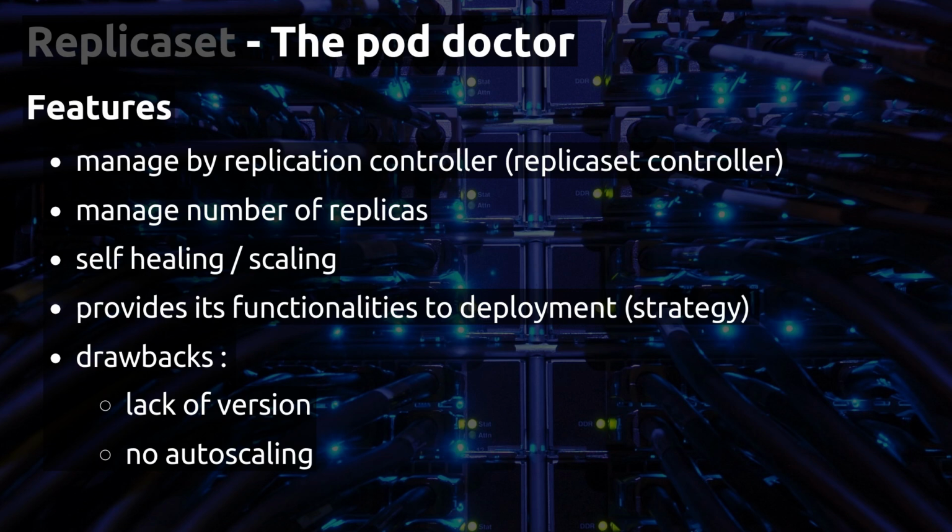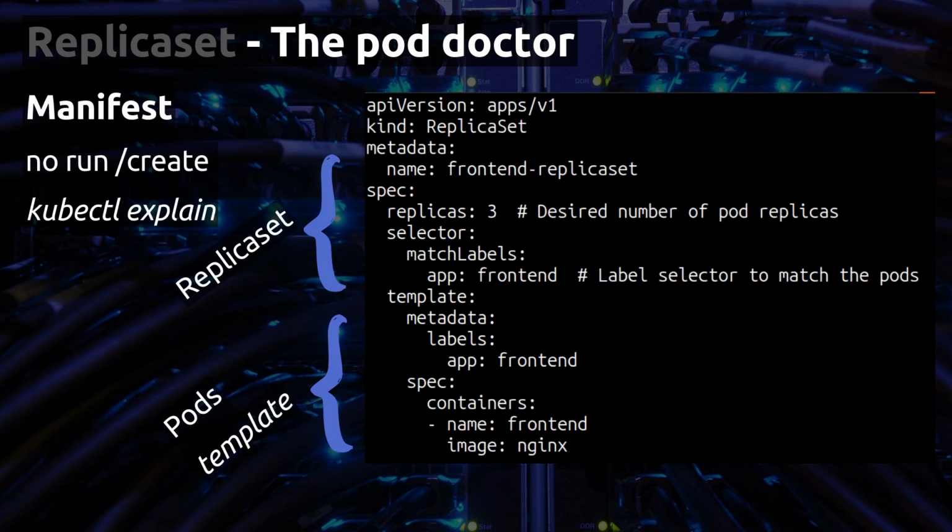The drawback of the replicaset is the lack of versioning, so you can't manage version upgrades through the replicaset, and the replicaset provides you only manual scaling, not auto scaling. That is a role of the HPA, the horizontal pod autoscaler. We'll see it later. So now, what is the manifest to create a replicaset?